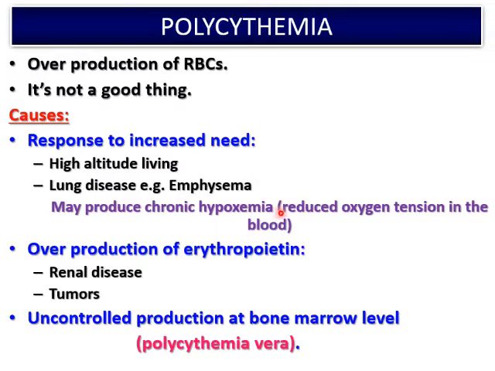Also, polycythemia can occur due to renal disease or a tumor of the kidney that can lead to increased production of erythropoietin. And as you all know, erythropoietin increases production of red blood cells, and this will also lead to polycythemia. Polycythemia also can occur at the level of the bone marrow, and we call this condition primary polycythemia or polycythemia vera.